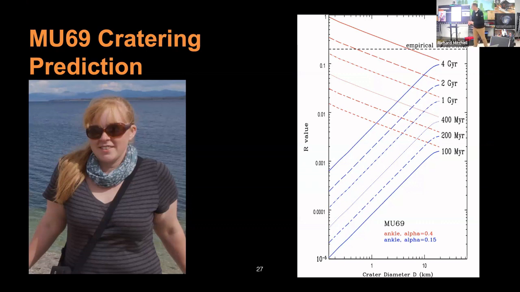Okay, so this is Kelsey, this is Sarah Greenstreet. Sarah and I worked on this problem before we saw Arrokoth, and I like to stress that to everybody. Before we got there, we said we should actually make a prediction, because scientists are supposed to predict things. So this is how big the craters will be, and this is how many craters there will be, in some horrible scale that I don't want to get into.